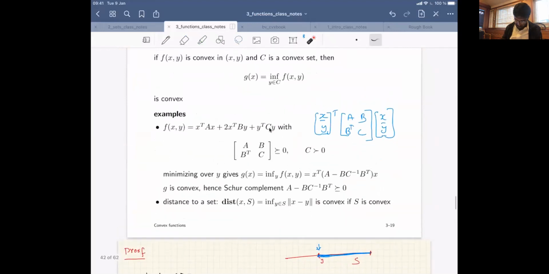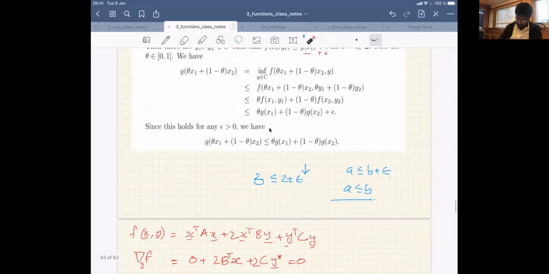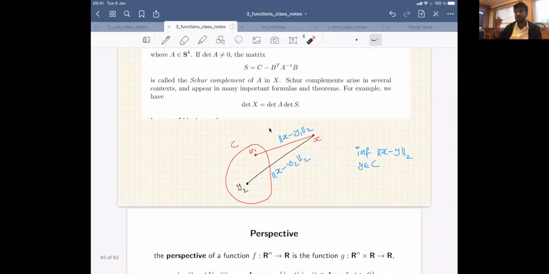Now another example is distance to a set. We saw in the previous example maximum distance to a set, and that is a convex function. Here, distance to a set means the minimum distance between two points, maybe somewhere here in this case. So how do you find that? Pick all y's and find this distance, and take the infimum of that. So this is also a convex function.